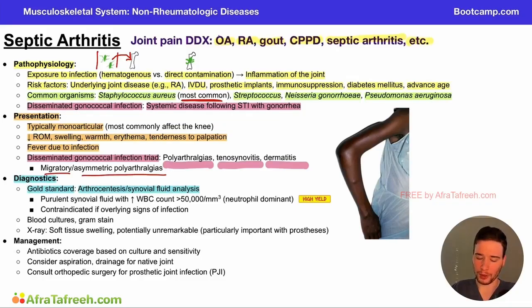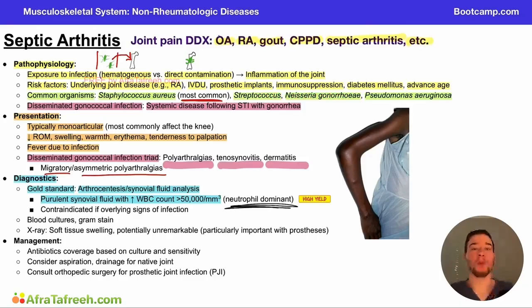Well, we're going to see purulent synovial fluid with an increased white blood cell count greater than 50,000. Neutrophil dominant. Why neutrophils? Because it's typically a bacterial infection. This is important because remember, we talked about osteoarthritis, and that is a type of non-inflammatory arthritis. So our white blood cell count is going to be normal or definitely on the low side.